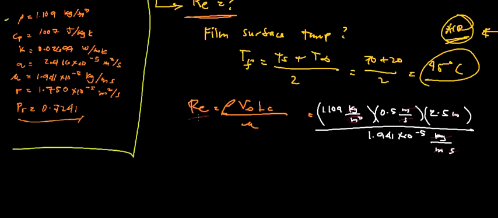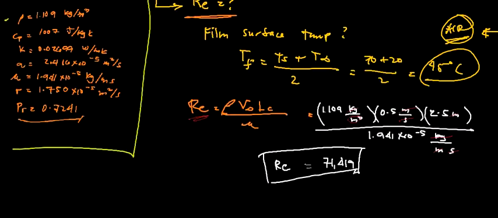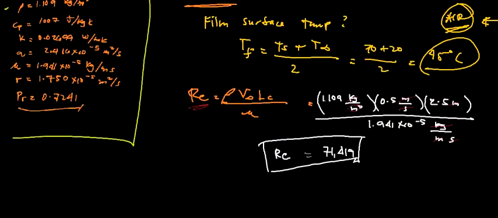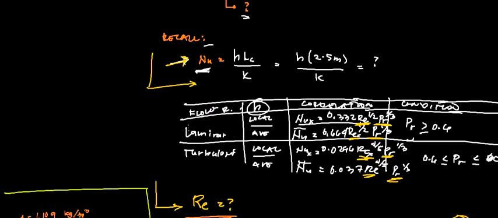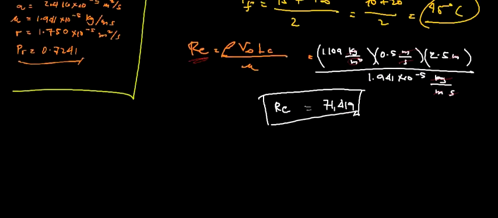So we have a dimensionless number Re, and if you calculate this, we have a Reynolds number equal to 71,419. So this is dimensionless. And then to know the flow, going back, we need to determine the flow using our Reynolds number. Our Re is 71,419.